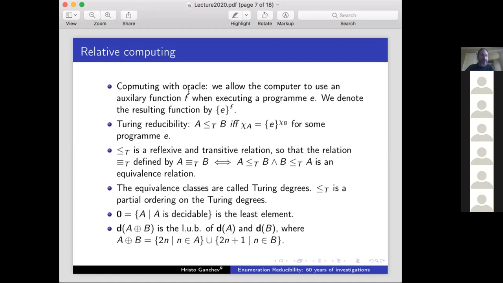Everything else is the same. And we denote the resulting function by this. So this is the algorithm with code E, which uses as an input the function f. This gives rise to Turing reducibility. And we say that a set A is Turing reducible to a set B if the characteristic function of A is computed using the characteristic function of B, if there is a program E doing this.